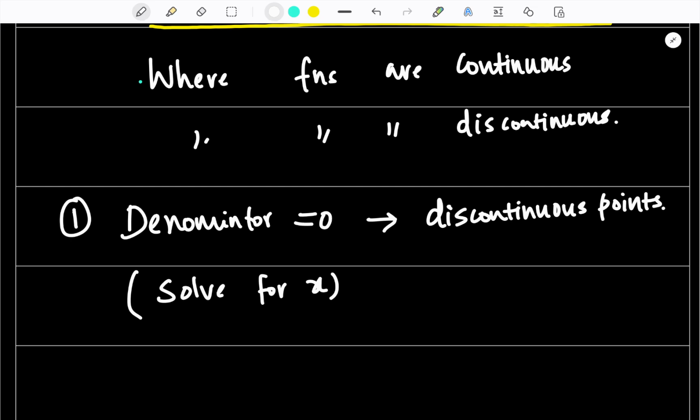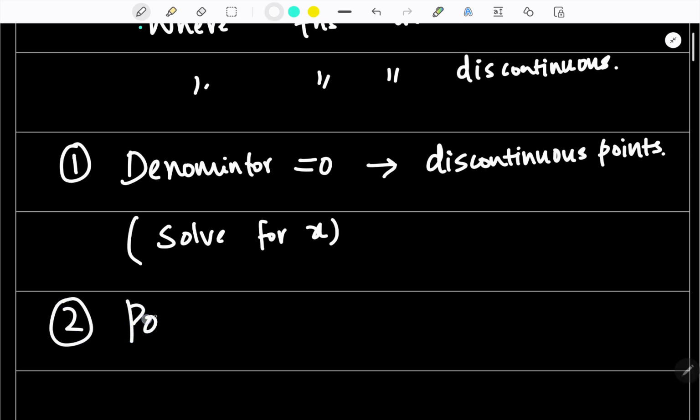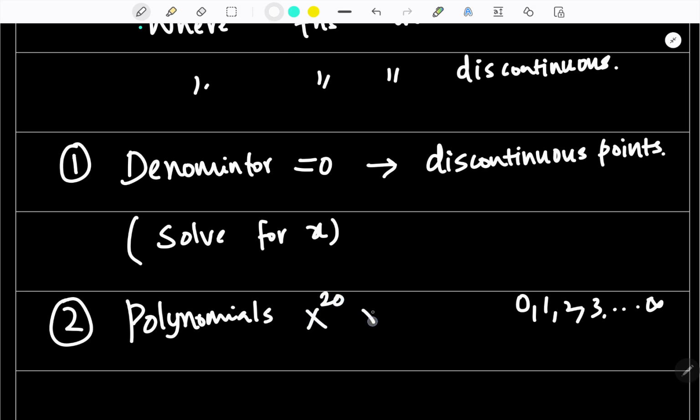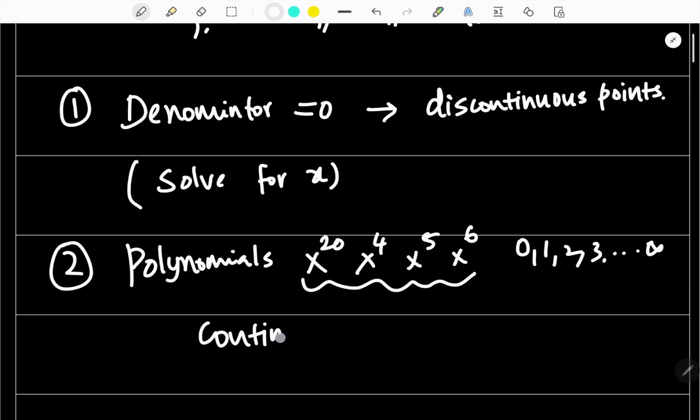Clear first point? Next, number 2 is about polynomials. What do you mean by polynomials? Polynomials means the power of x is a non-negative integer. Integers means 0, 1, 2, 3, and so on. For example, x to the power of 20, x to the power of 4, x to the power of 5, x to the power of 6. These are all polynomials. So all polynomials are continuous everywhere. You need not check; just write the simple words: polynomials are continuous everywhere.